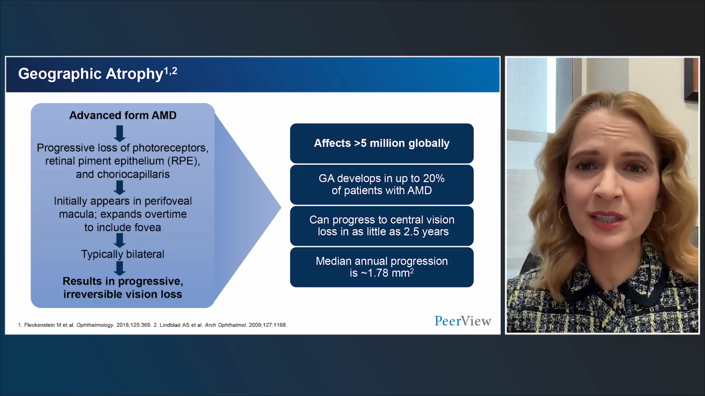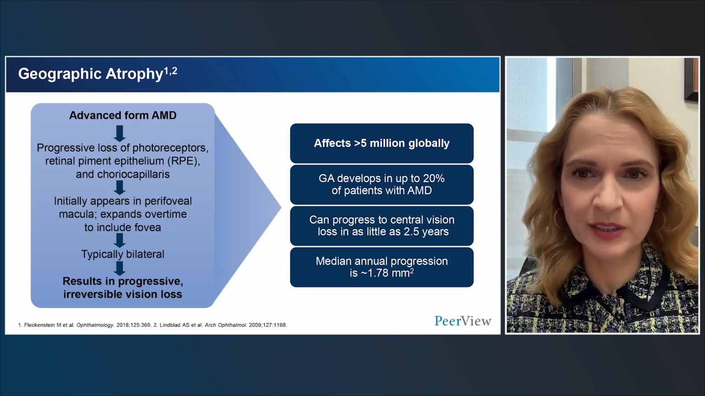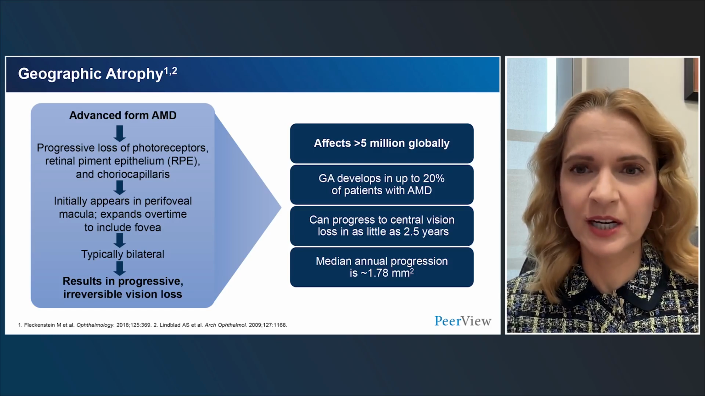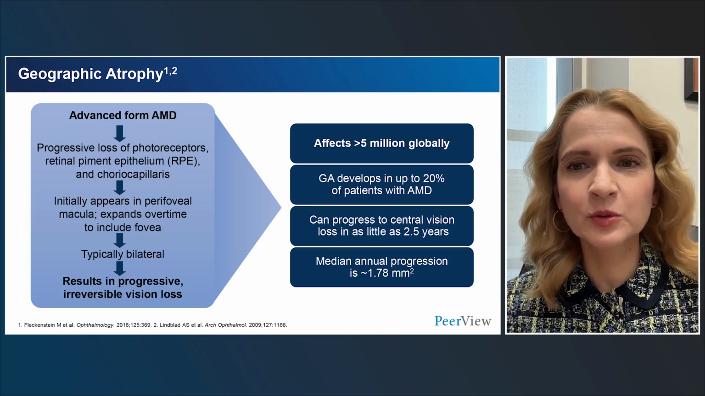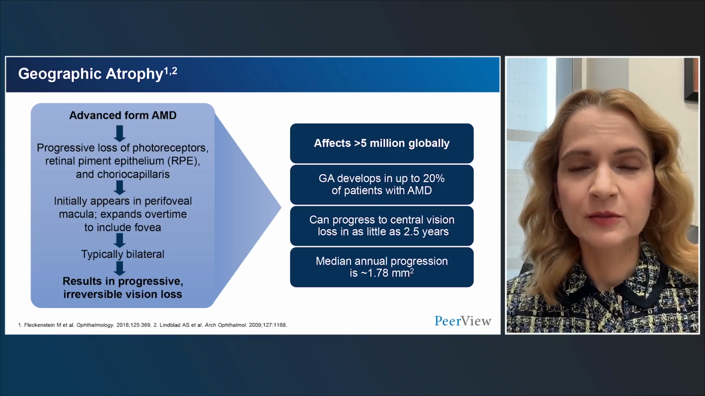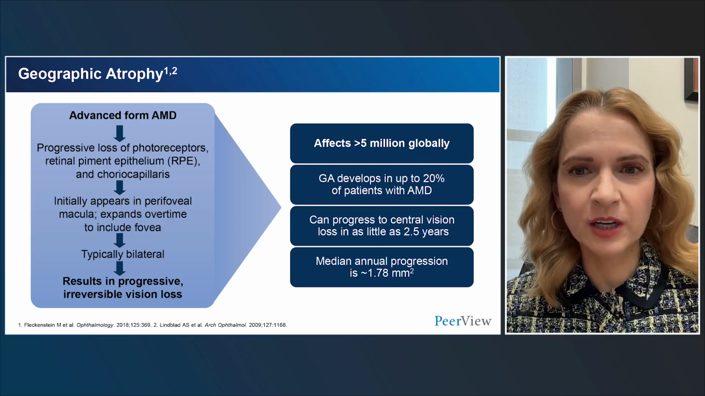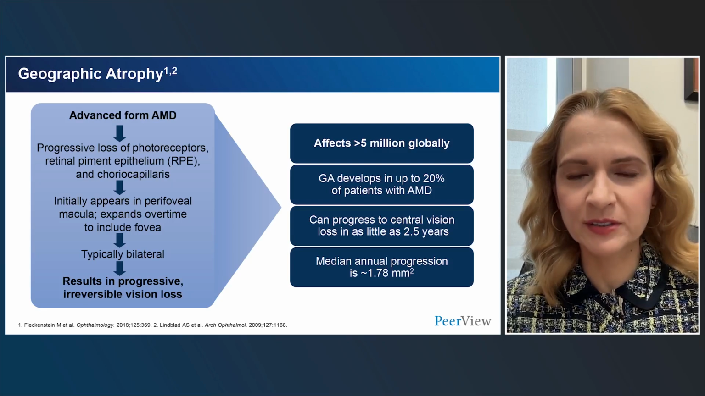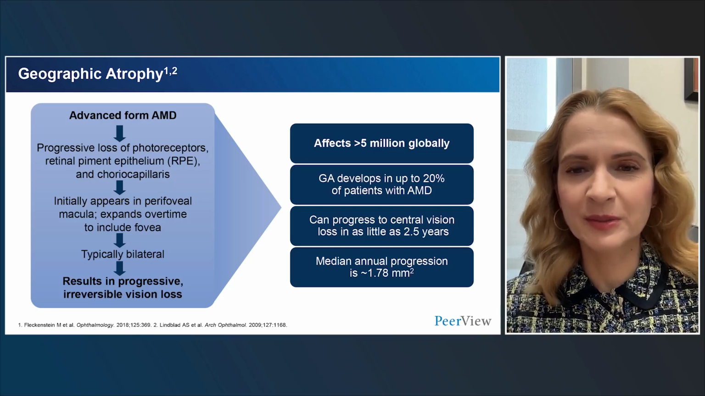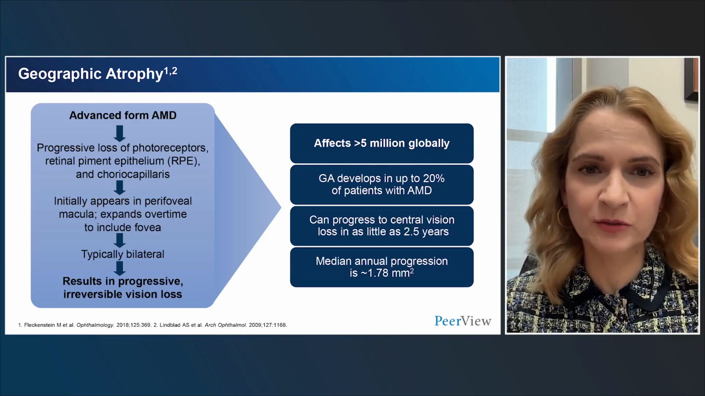It is very important. It affects more than 5 million individuals globally, and it's increasing as the aging population is increasing over time. It develops in up to 20% of patients with age-related macular degeneration, and unfortunately can progress to central vision loss in as little as 2.5 years. The median annual progression is about 1.78 millimeters squared, which doesn't seem like a big area, but in fact, it is very important for visual acuity.